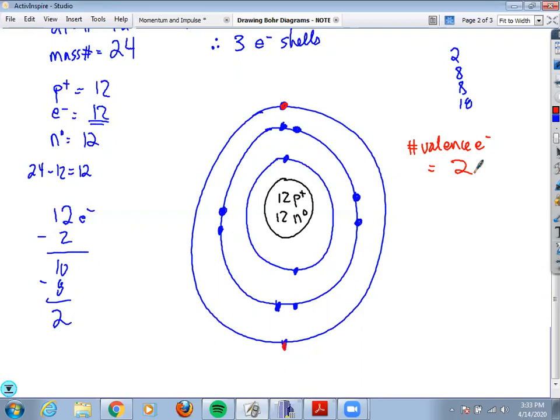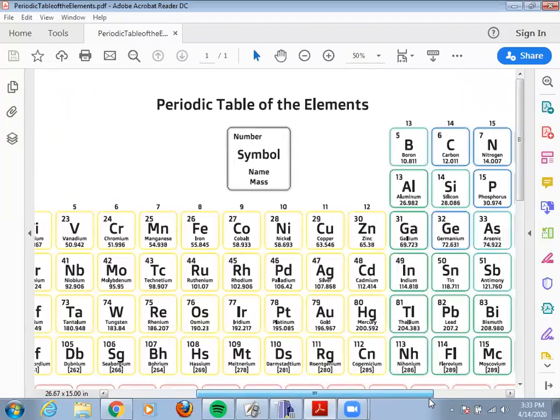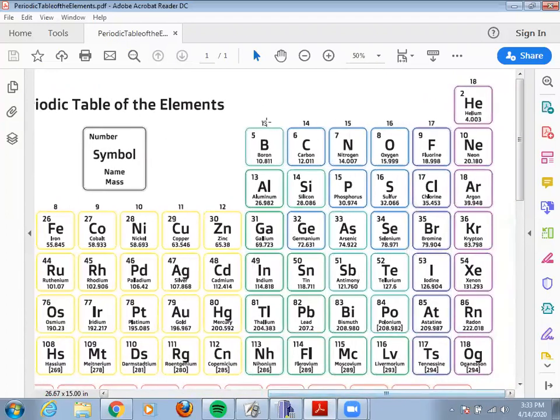Interesting, if you look at magnesium, it's in group number 2. So the group number tells you the number of valence electrons. Except for when we get over here, 13, 14, 15, 16, 17, 18, we actually have to subtract 10. So boron would have 3, carbon would have 4, nitrogen 5, oxygen 6, fluorine 7, and helium and the noble gases would all have 8 in their outer shell.